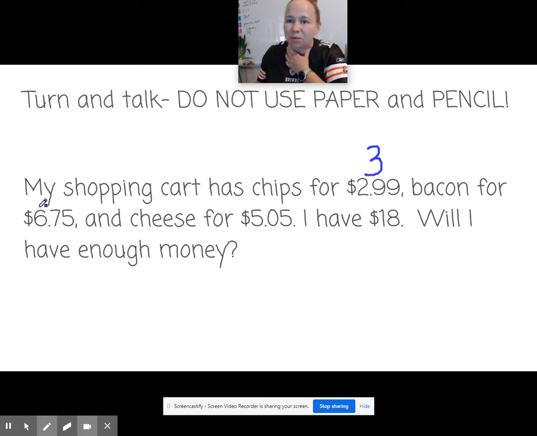And if we remember that rule that we look to the right, 7's a big number. So it's going to make the 6 go up 1, remember? So this is really close to $7. And cheese for $5.05. What will we round that to or estimate that as? Yeah, $5. It's closer to 5. It's only 5 cents away. I have $18. Will I have enough money?